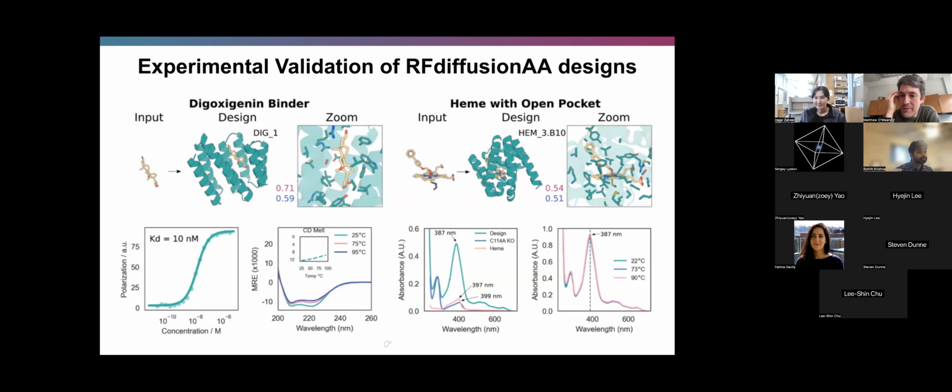I was curious if you could comment on the computational requirements of this relative to RF diffusion. Does it take longer to train? Is the inference larger? Does it take more memory? Yeah, that's a great question. RF diffusion all-atom takes roughly the same amount to train from structure prediction weights.